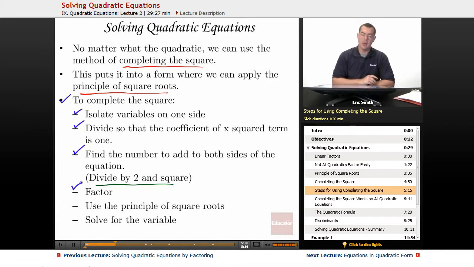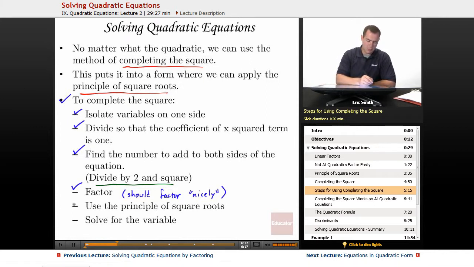After you've added that number, then you can simply factor. In fact, it should factor nicely at that point. I'm going to write "should factor nicely." If it doesn't factor nicely, then double check your steps up to that one to make sure you followed them correctly.